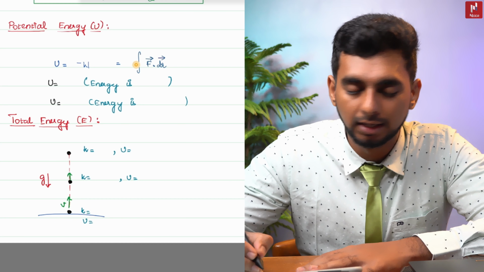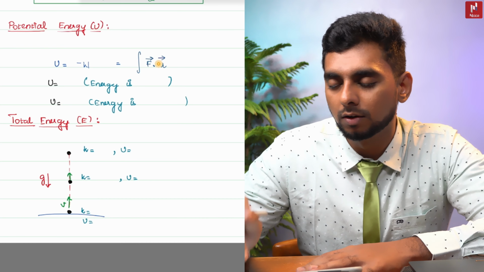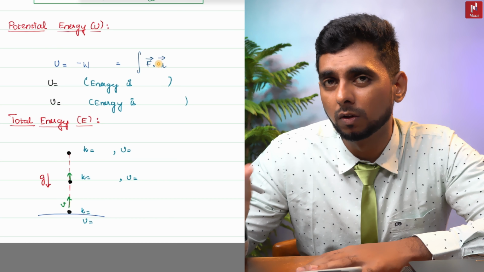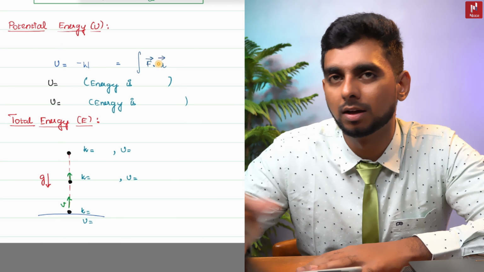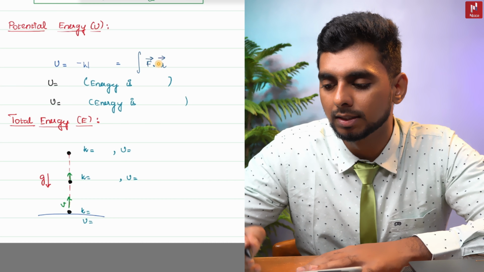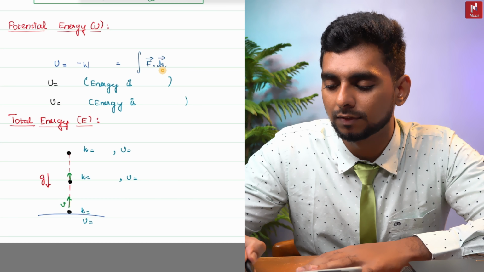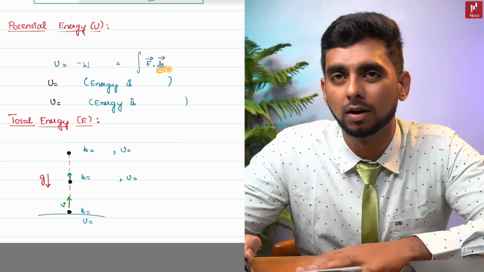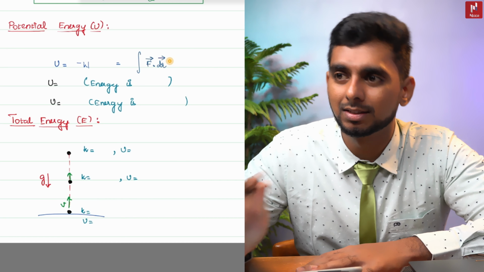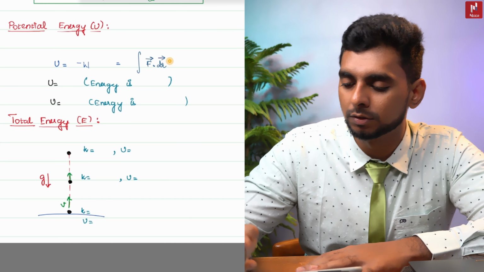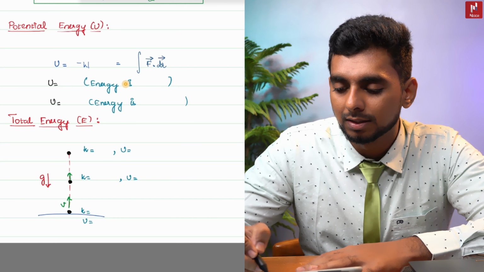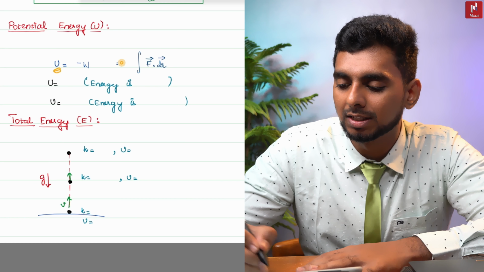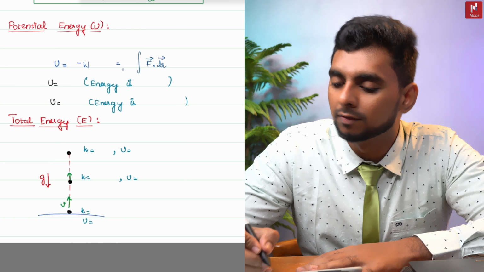If I plug in dr, it means some component could be along the x, some component could be along the y or z, whatever it is. Just to generalize, I have plugged in dr. Even if I put in dx, both are the same thing. I do not want to confuse those. I'm just finding the potential here, therefore I put an extra negative sign in front of this integral.